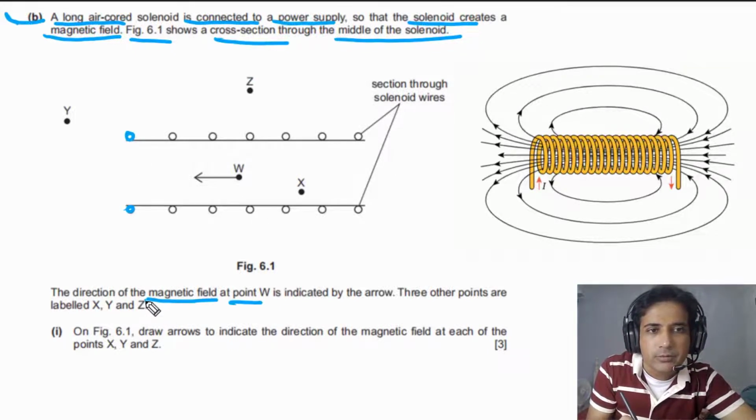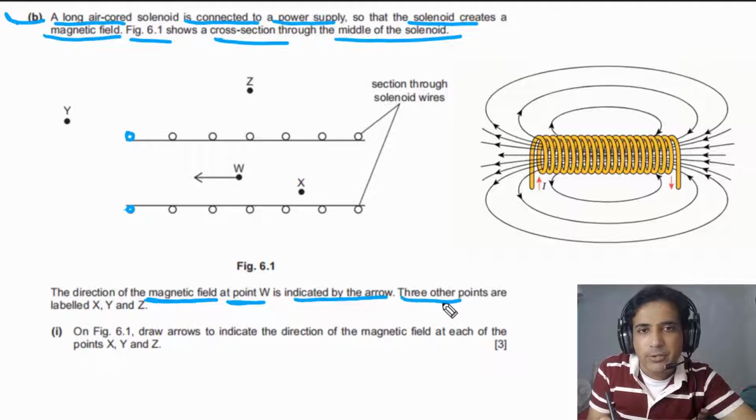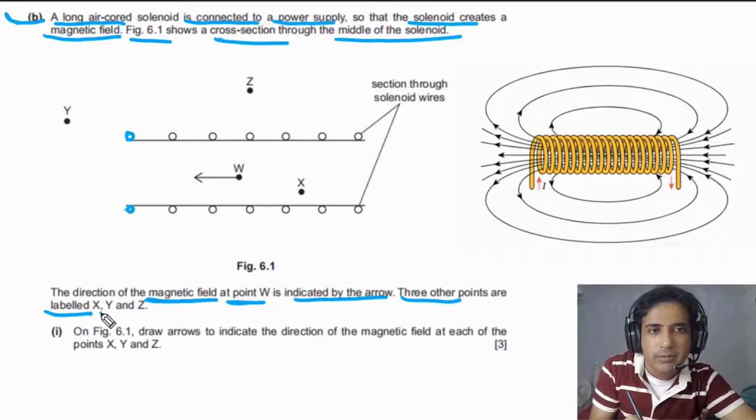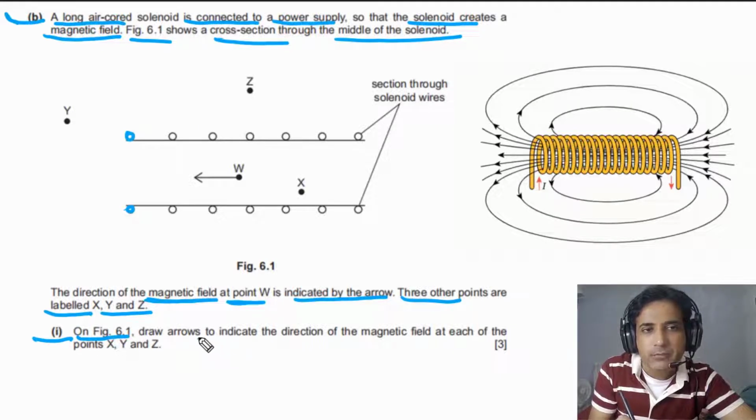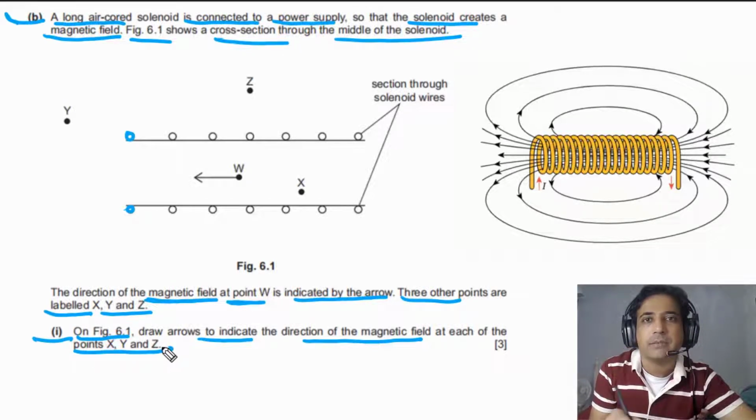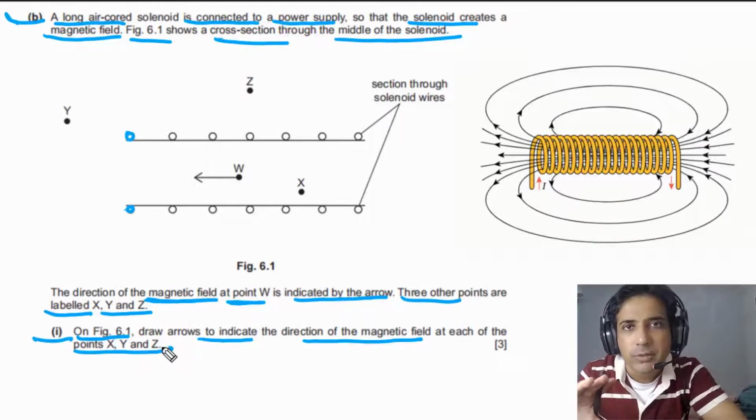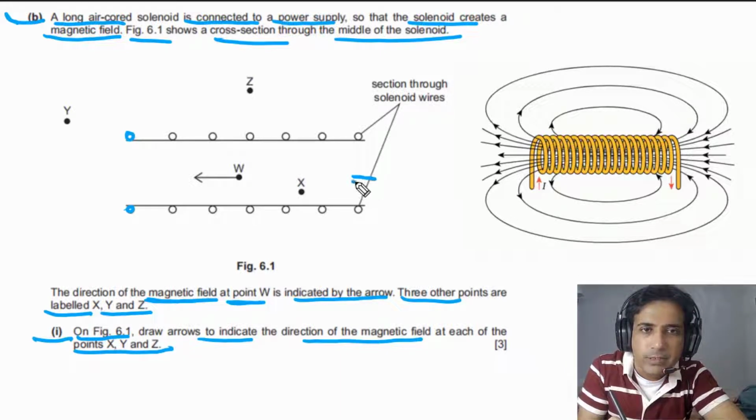It is also given to us that the direction of the magnetic field at point W is indicated by the arrow. Three other points are labeled X, Y, and Z. For part B1, on figure 6.1, we need to draw arrows to indicate the direction of the magnetic field at each of the points X, Y, and Z. So first of all, in order to answer this question, we need to understand the magnetic field around a solenoid and the magnetic field inside a solenoid.